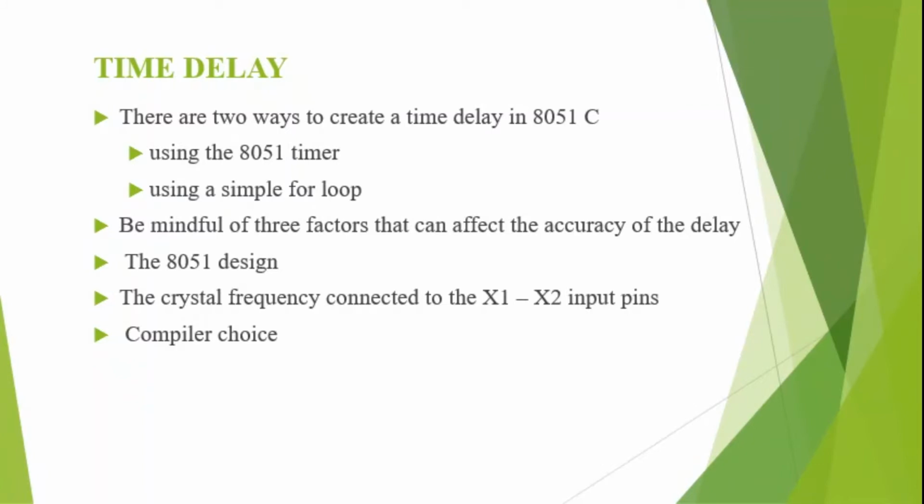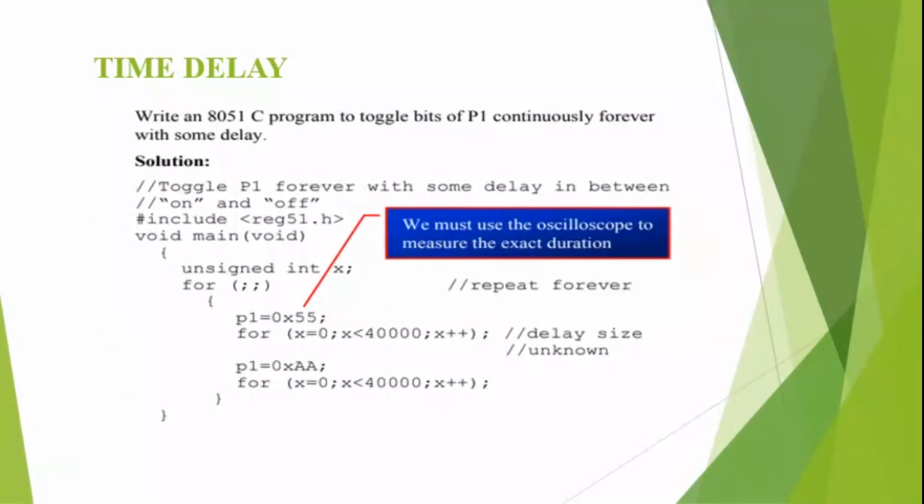And then the compiler choice. Because a C compiler converts the C statements and functions to assembly language instructions, and different compilers produce different code. So let us see an example for the time delay caused using the simple for loops.